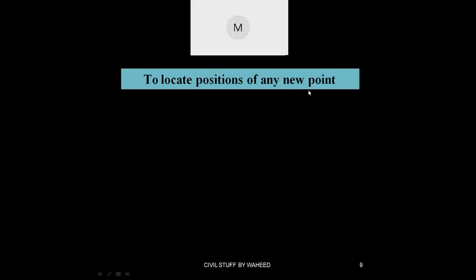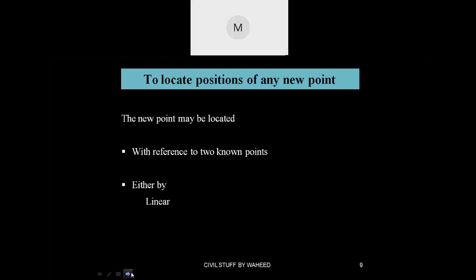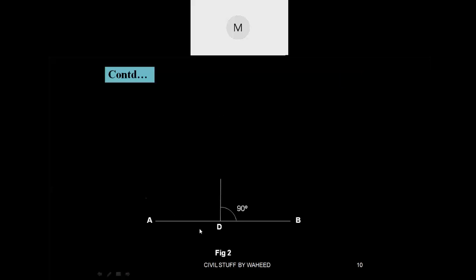Next one is to locate the position of any new point with respect to what? Two known points, with reference to two known points, either by linear measurements or angular measurements, or both linear and angular measurements. Now we'll see one by one how we can fix the new point with reference to two known linear points, two known angular points, and one linear and one angular.